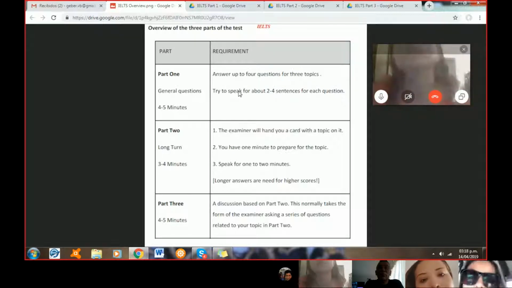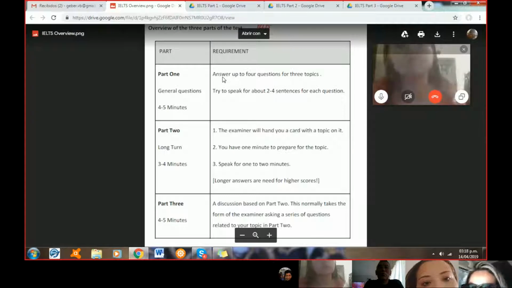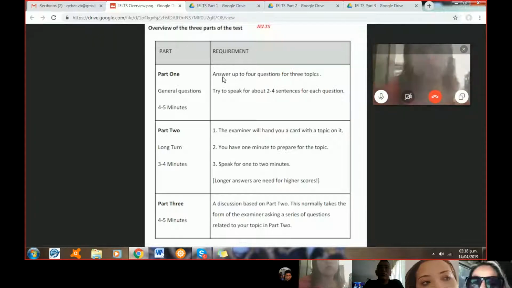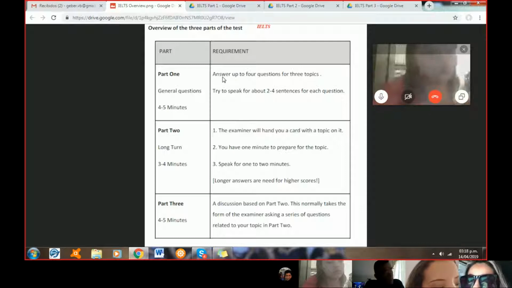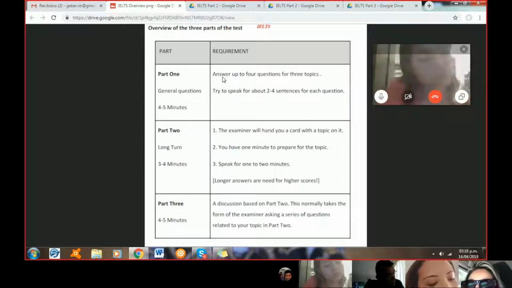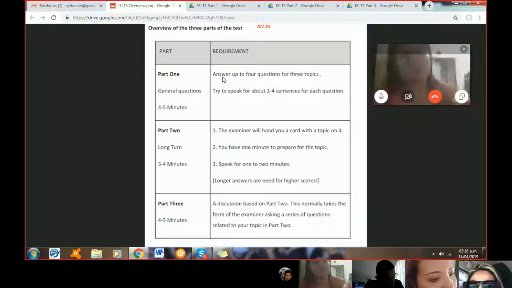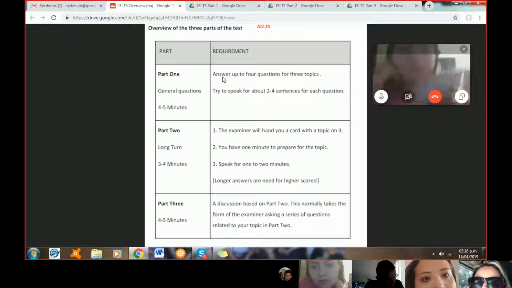There you don't have to give too extended answers because the examiner will ask you several questions. You don't have to take that long on one question. It wouldn't be like one question and then you have to speak for 5 minutes. It will not be like that. He will be asking you around 4 questions or maybe more than that.